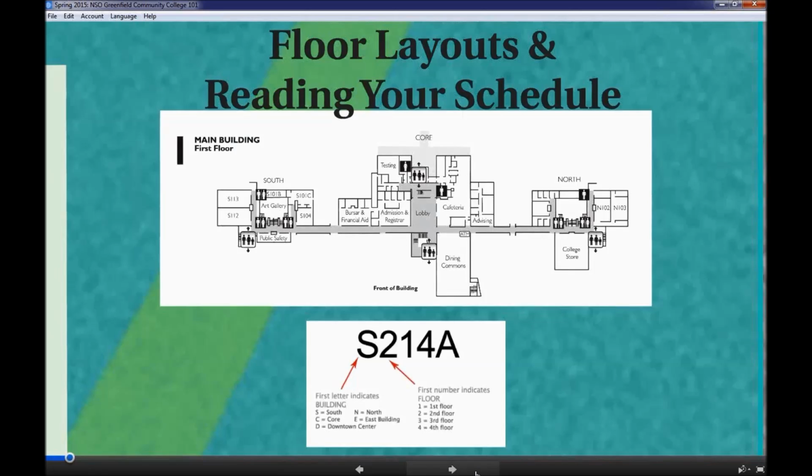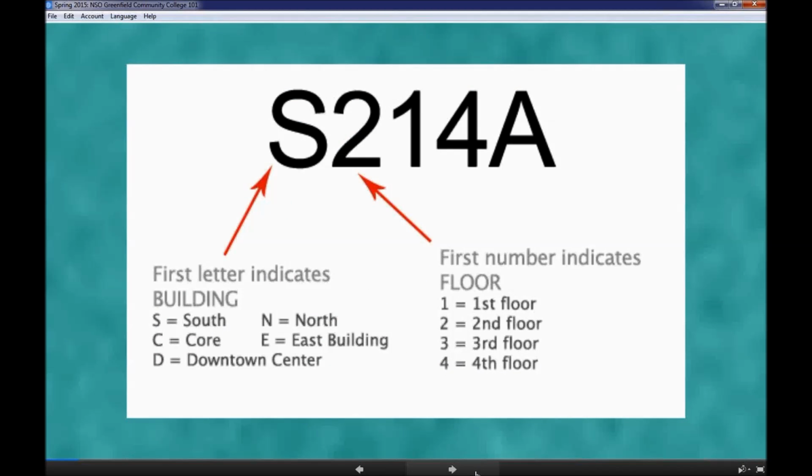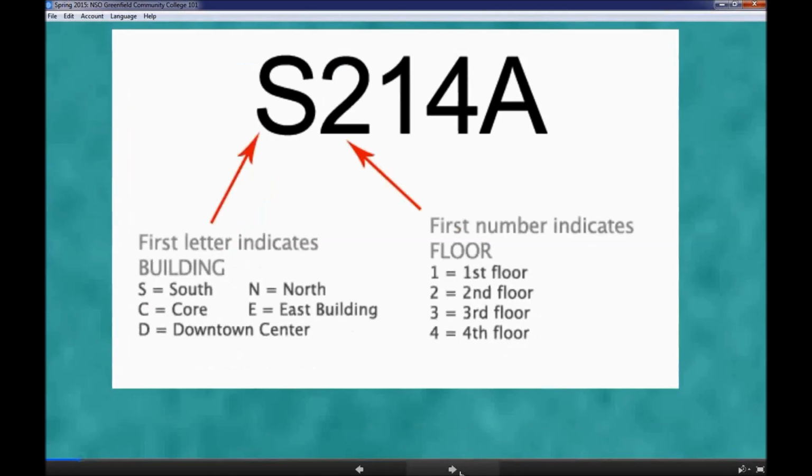In terms of the room numbering scheme, the first letter in the room number assignment will refer to what section of the building you're located in. So in this example, S214A, this would be a room that's located in the south wing on the 2nd floor in room 14A. So the first letter indicates what section of the building or what building it's located in. The 100 series identifies what floor of the building you're on, and then the final 2 digits and sometimes a letter will indicate what room you're actually in. Hopefully that makes sense to everybody.